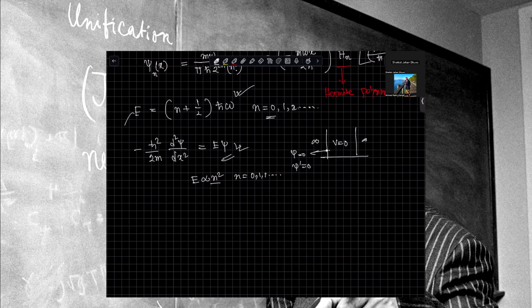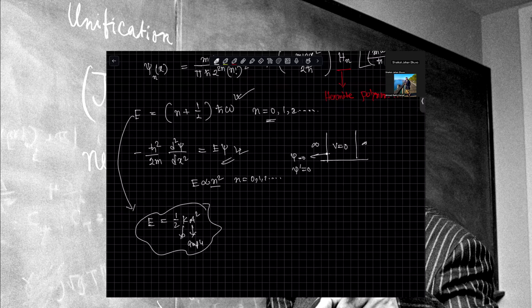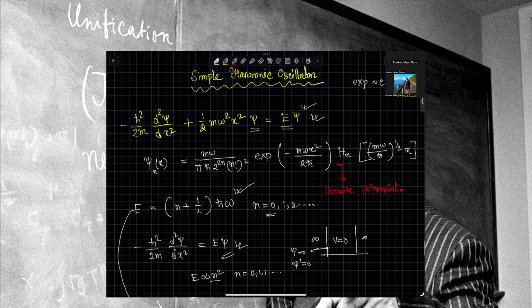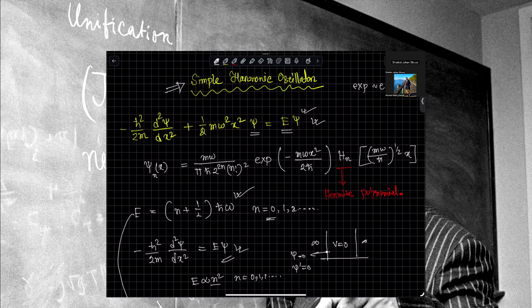But compare this with the classical counterpart, where this was 1/2 of k capital A squared, where you called A the amplitude, k the spring constant, and so on. You can write it in a few different ways. So here energy was a continuous thing, but when you deal with the Schrodinger equation or quantum mechanics, energy is discrete. Fine, this sums up everything, but why am I putting so much importance on the simple harmonic oscillator?